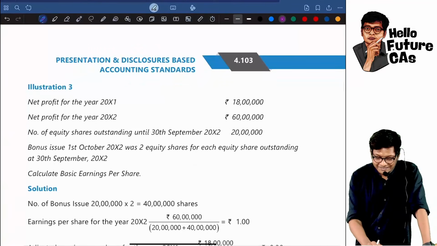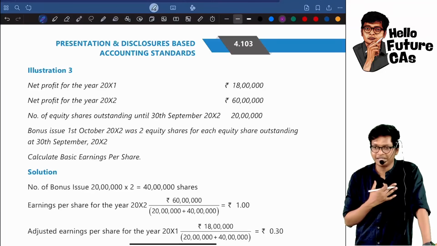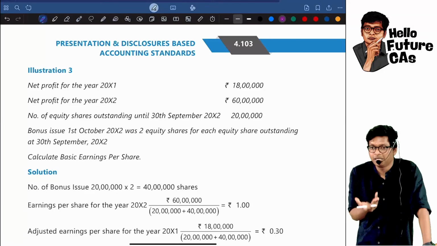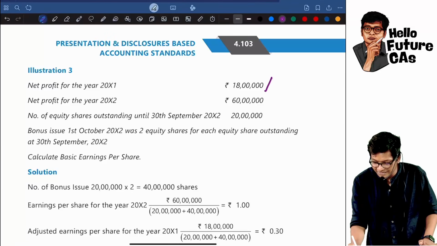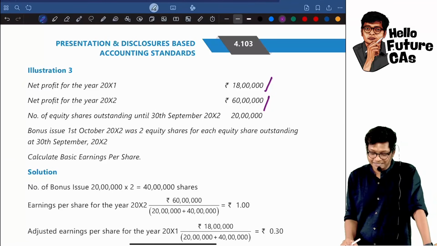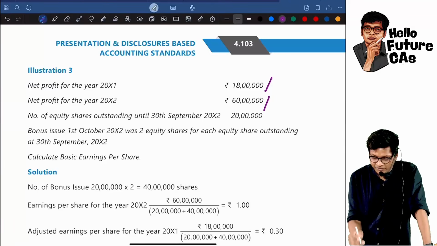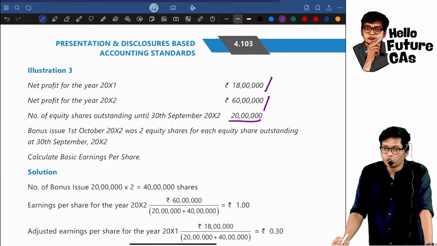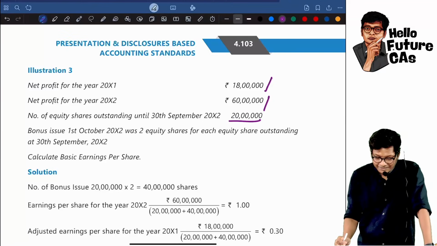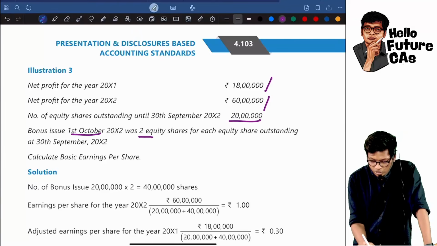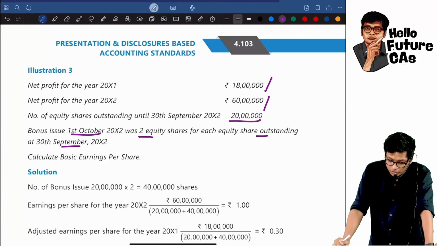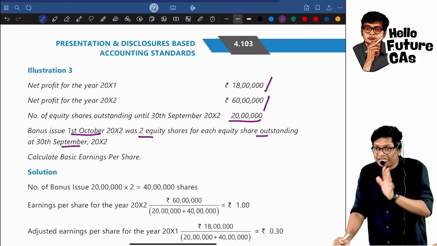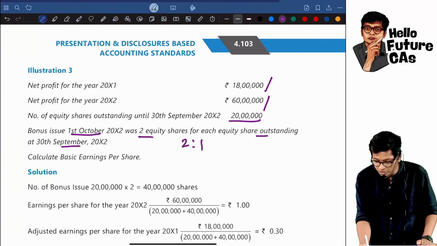An easy sum for bonus, and then we go to that difficult sum. Look at this easy sum, ICA illustration 3, not there in our library. If it comes in the exam, that's it. They are giving net profit of both the years, 18 lakhs and 60 lakhs, and number of shares outstanding is 20 lakhs, correct? On 1st October, a bonus issue was 2 equity shares for each, that means the ratio is 2:1.